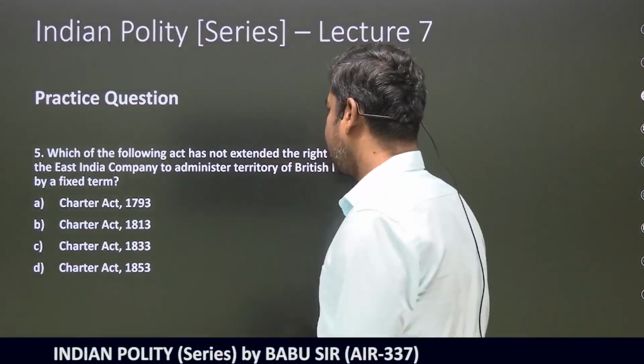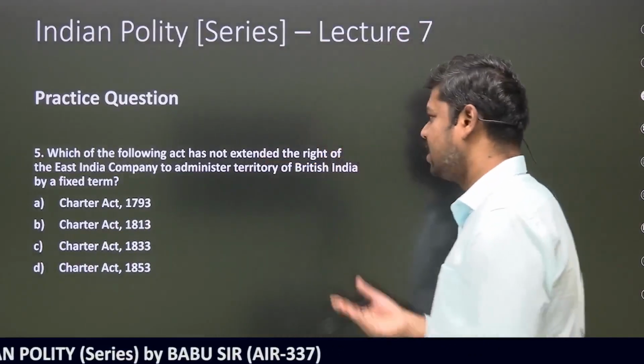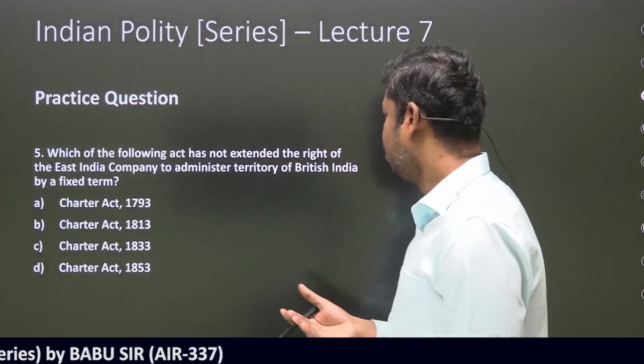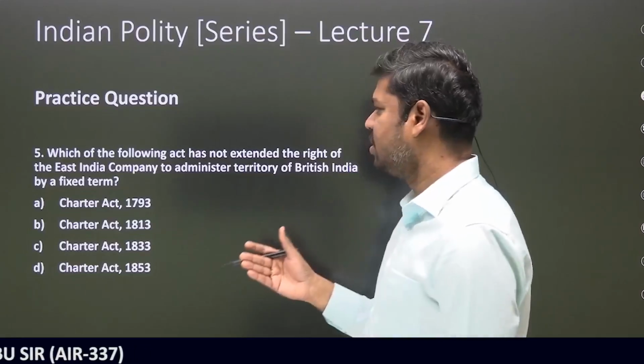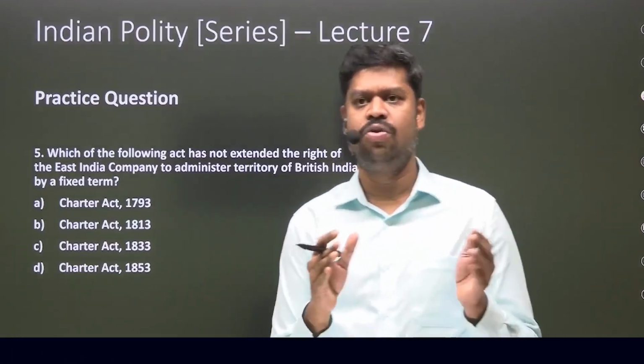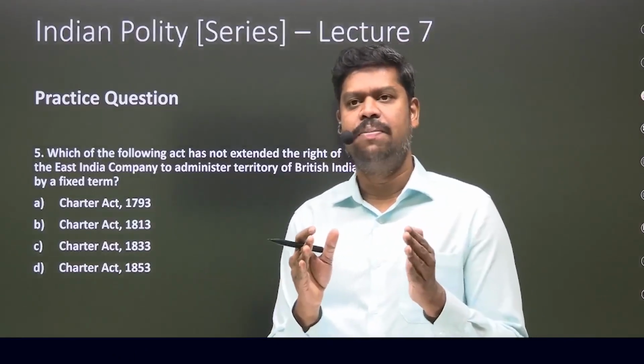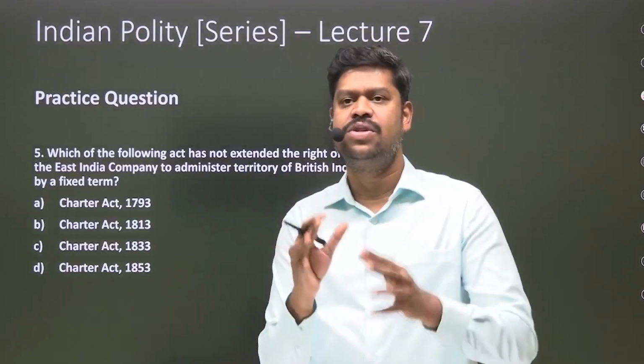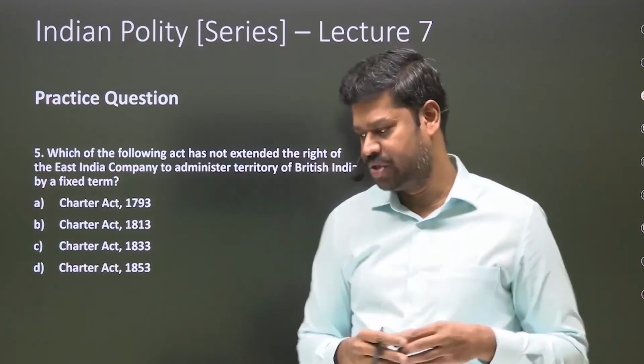Which of the following acts has not extended the right of the East India Company to administer the territory of British India for a fixed term? And this also we have learned. During the company rule, the company is merely what? The company is merely the representative of the crown to administer British India.